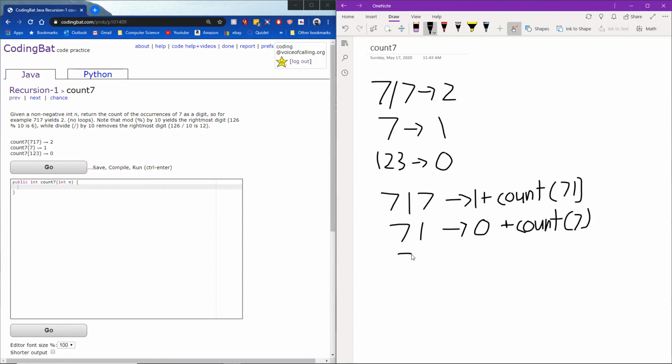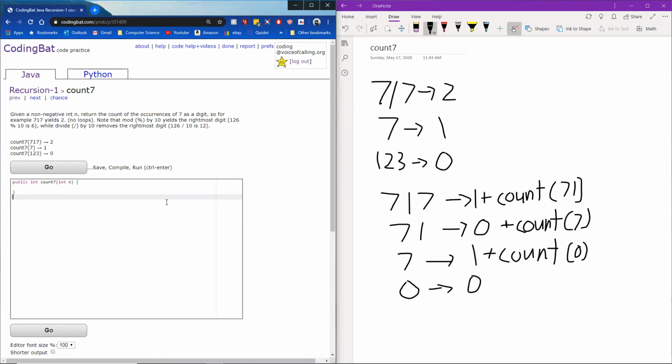Okay, so then when we have 7, the rightmost digit is 7, so we add 1. And then we return what is left, which would be 0. And when it's 0, of course, we don't need to count anymore because we know that there's going to be no more 7s left. So that will just be 0. Okay, so we'll implement that then.